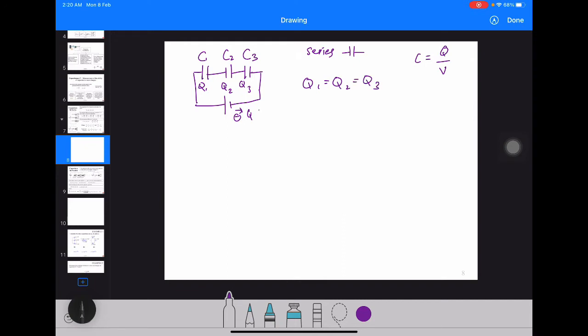Okay, so this is the direction of the charge just now. The current will be in the opposite direction in this case. But for now, you're going to ignore that first.